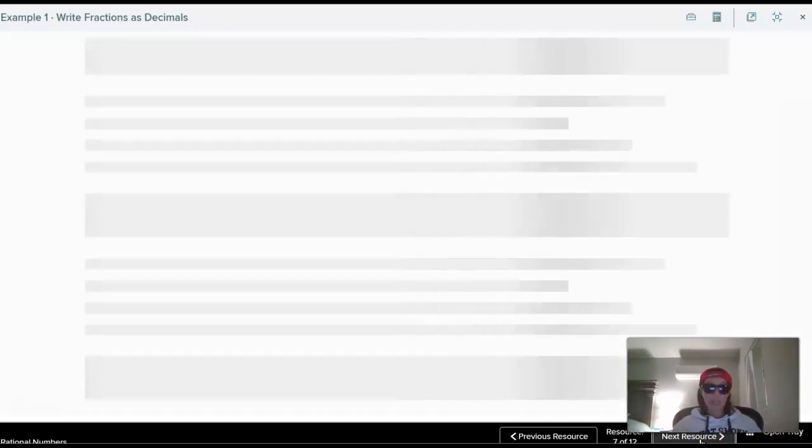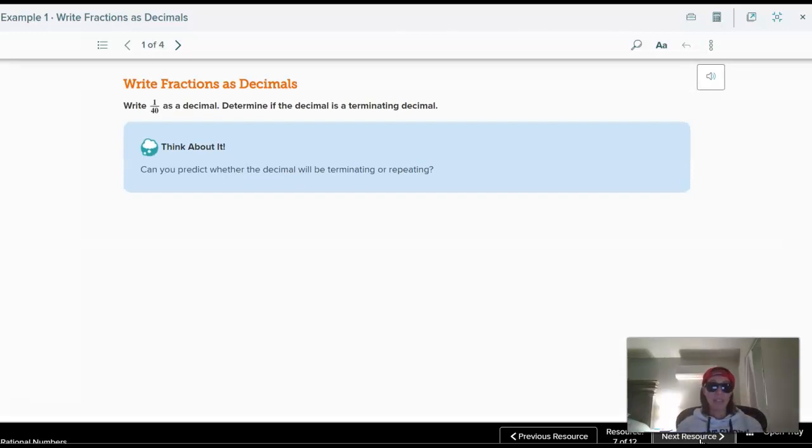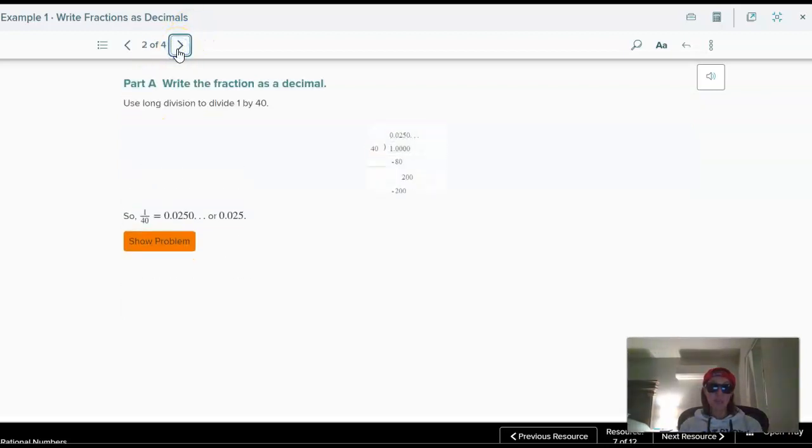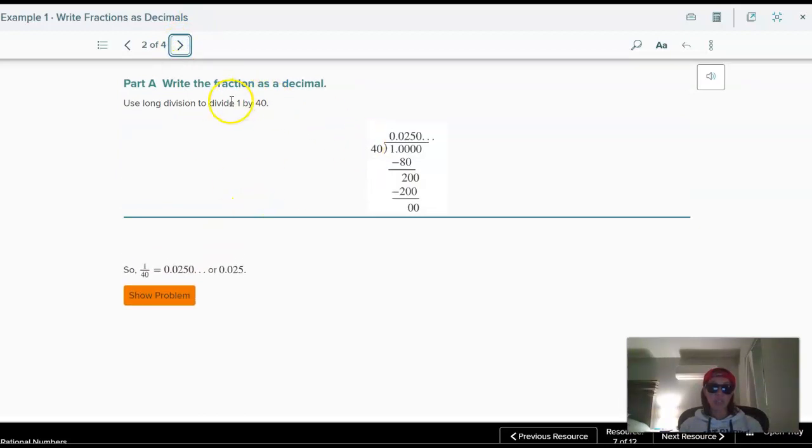So what you're going to be doing in this section is writing fractions as decimals and then determining if it's a terminating decimal or not. All you have to do to write a fraction as a decimal is remember what the bar in the middle of the fraction is. What symbol is that? It means 1 over 40, but it's also a division symbol. So the way we change a fraction to a decimal is taking the numerator 1 and dividing it by 40.